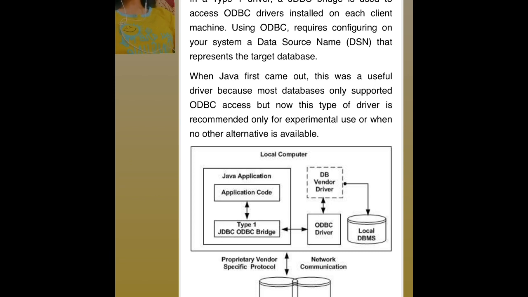When Java first came out, this was a useful driver because most databases only supported ODBC access. But now, this type of driver is recommended only for experimental use or when no other alternative is available. The below diagram shows this. The JDBC-ODBC bridge that comes with JDK 1.2 is a good example of this kind of driver.